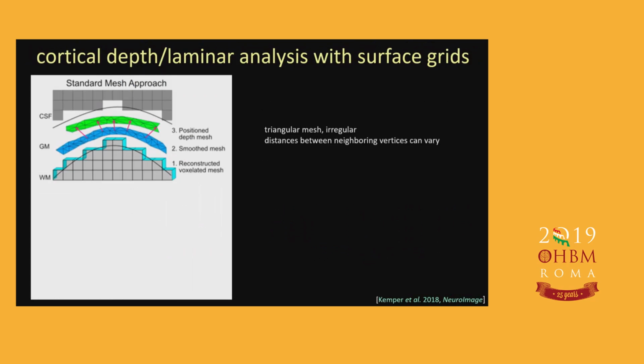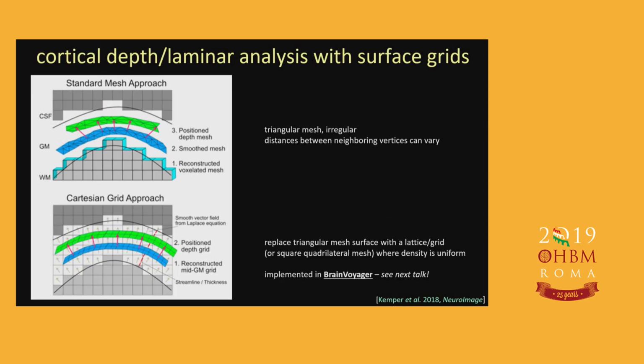But there's another approach. This is recent work from Valentin Kemper, in which he also looked at the regularity of the distances between neighboring vertices on the surface, and how they can vary across the folds. So the solution proposed and implemented in FreeSurfer is to replace this triangular mesh with a lattice or grid, or what I'd like to call a square quadrilateral mesh, where the density is uniform. So I think we'll be hearing more about that in the next presentation.